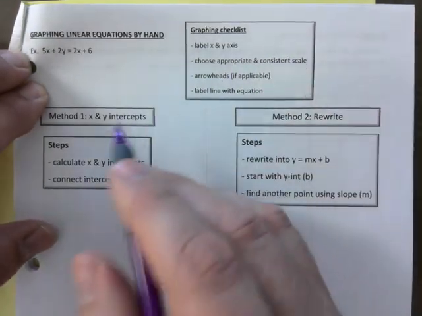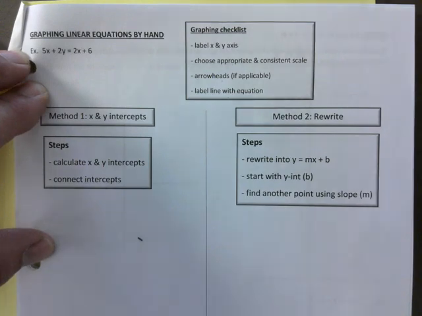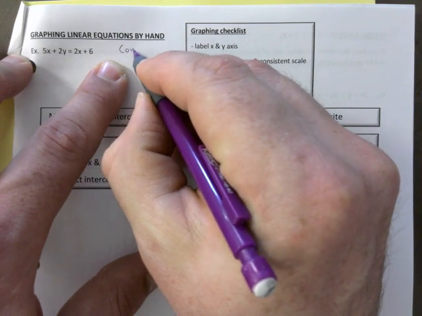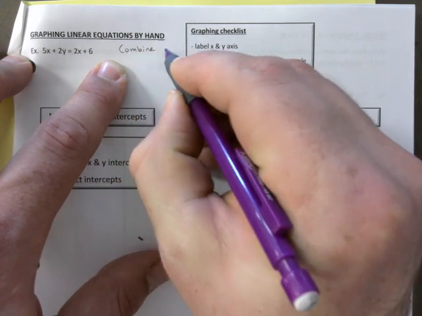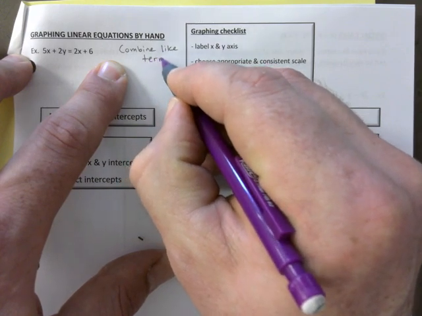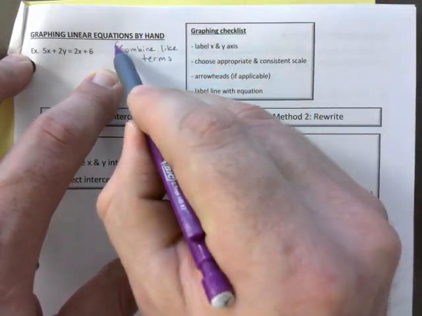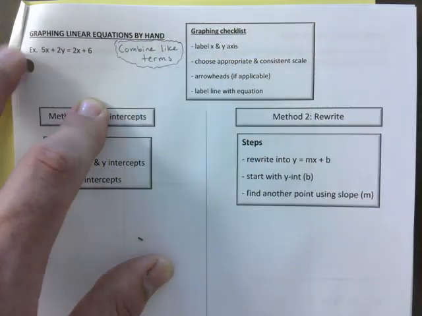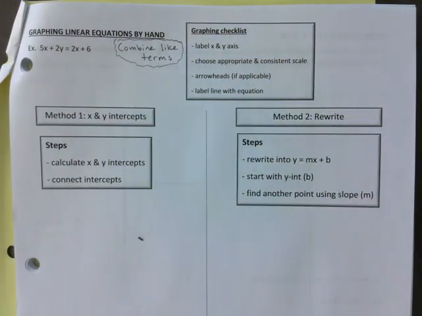What I want you to do is, I made a note for myself here. I'm helping you out. I know what's coming down the pipe, right? So I will say this. Combine like terms. I will always ask you to do that. Okay, combine like terms when you see them.